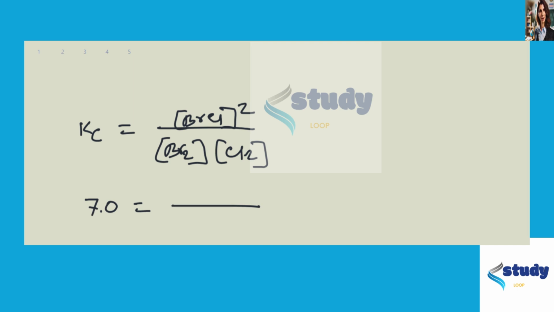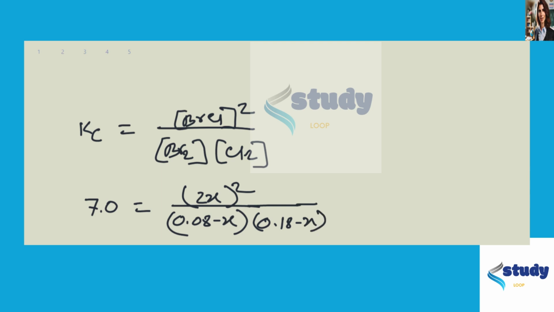So 7 is equal to the equilibrium concentration for BrCl from the ICE table, which is 2x, squared, over 0.08 minus x for bromine, and 0.18 minus x for chlorine. From here, if we solve this, we will get the values of x as 0.06 or 0.56. So these two values of x are possible if we solve this equation.